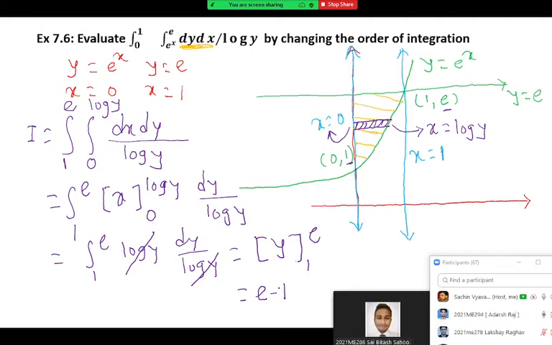Sir, can you explain once more? How did you find the limit of x? Sir, that x equal to log y, how did you get that? Can you just tell it again?